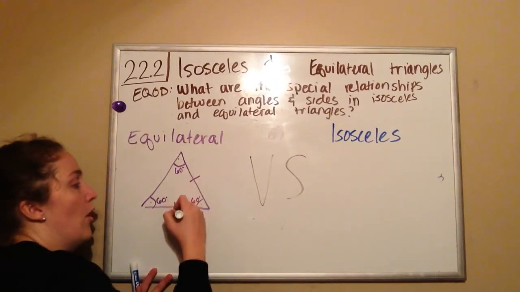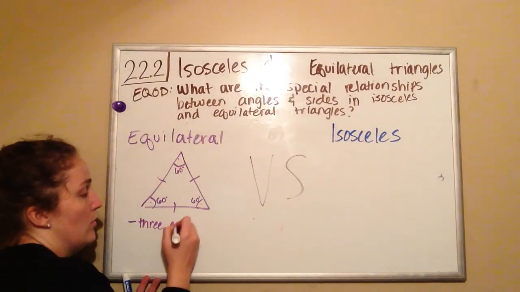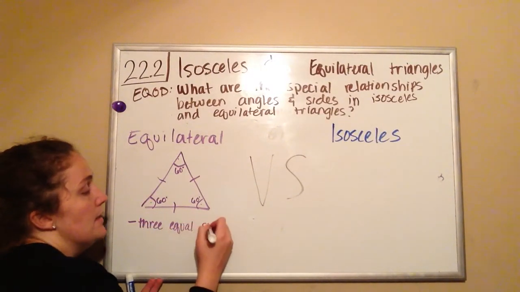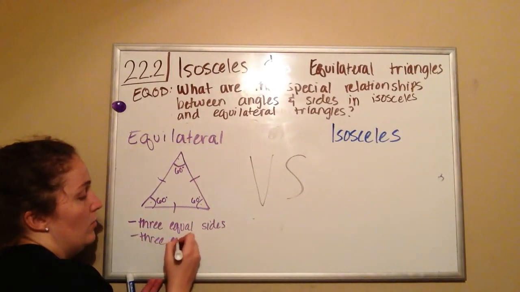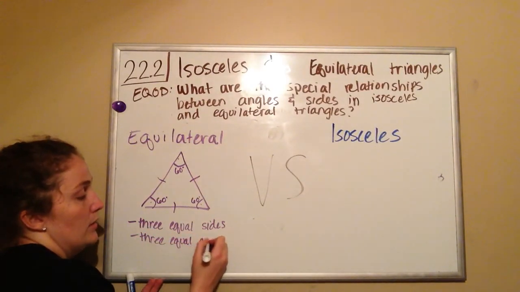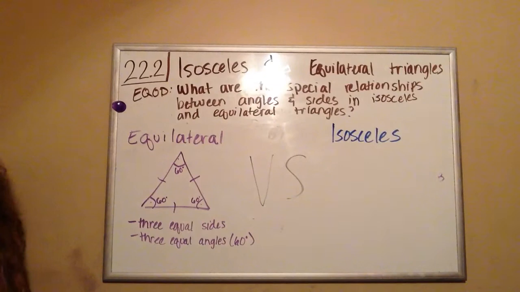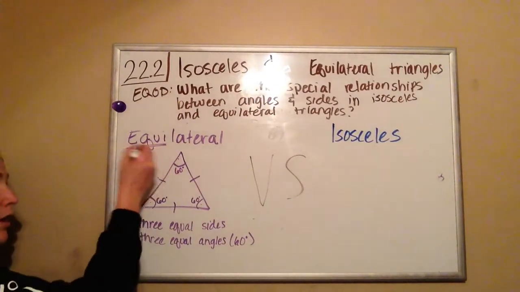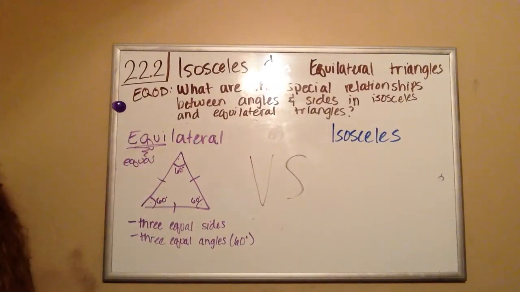Also, all three sides are the same. So, 3 equal sides, 3 equal angles, 60 degrees each. Okay, that's equilateral. Pretty simple, I think. Equa, to me, tells me equal. So everything is equal. All the angles are equal, all the sides are equal.